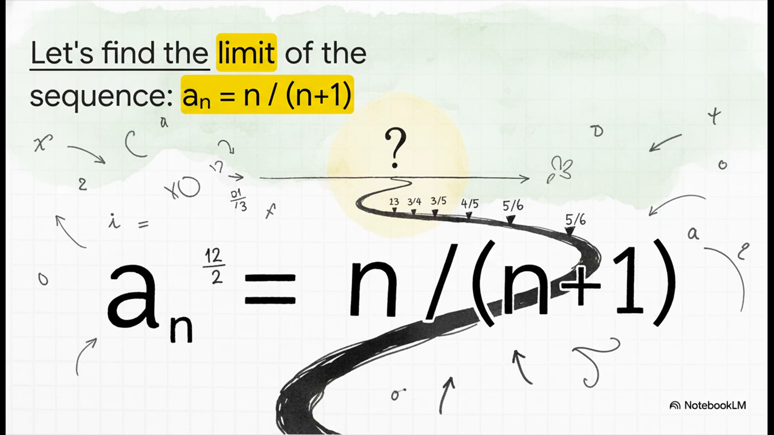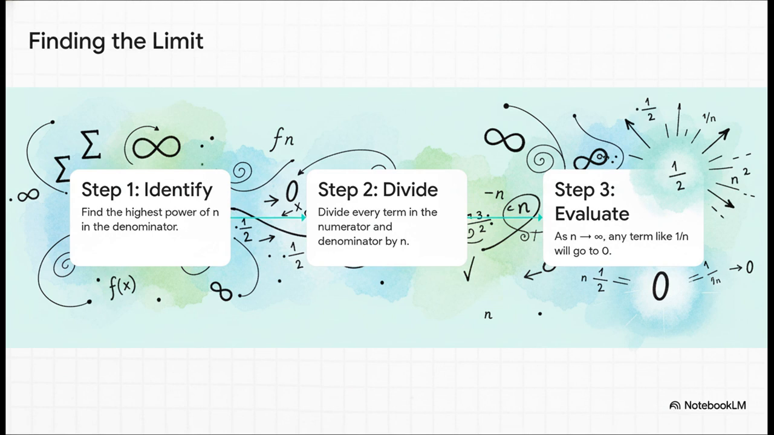All right, enough with the theory. Let's get our hands dirty and see this in action. We're going to try and find the limit of this sequence right here: a sub n equals n divided by n plus 1. Now, we could just plug in bigger and bigger numbers for n, like 100, then 1,000, then 1,000,000, but that's the slow way. There's a much slicker trick.